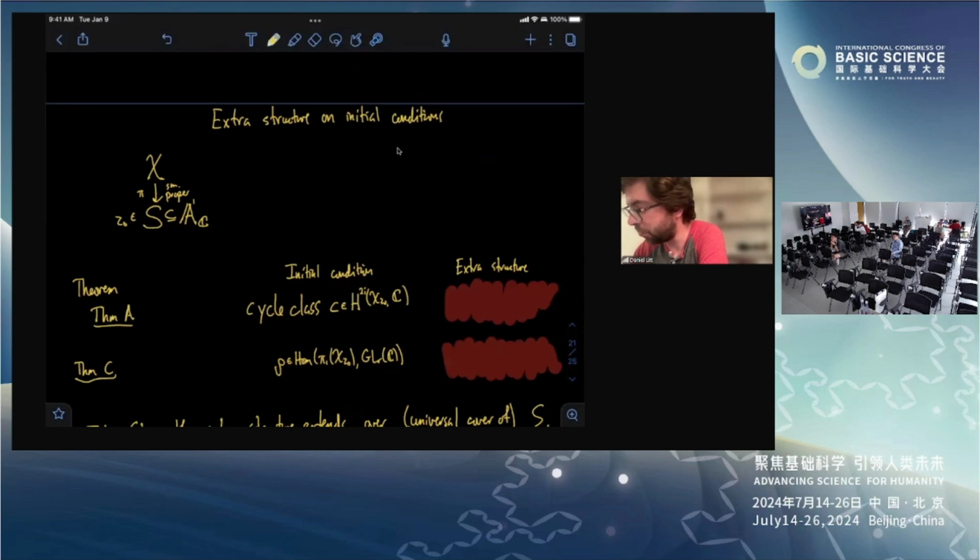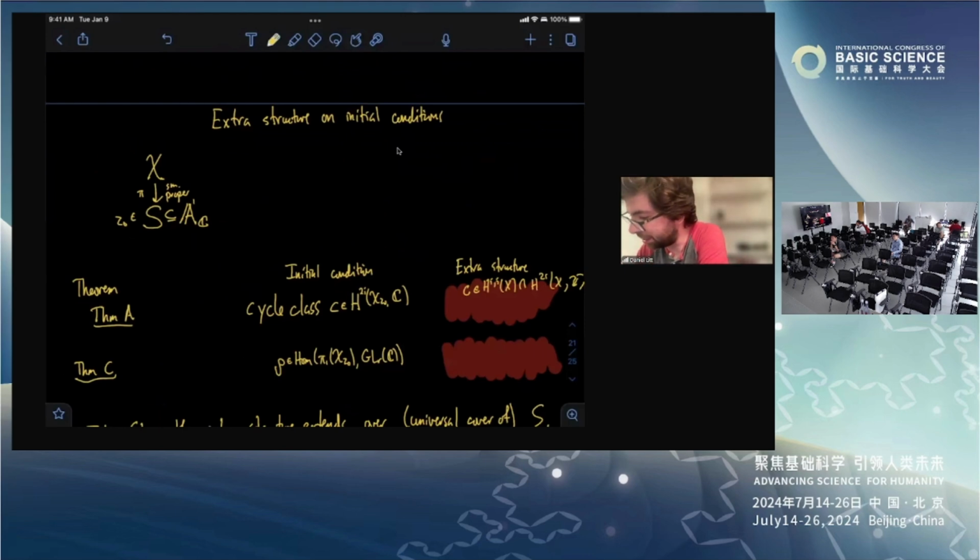So let me tell you what extra structure that gives you. First of all, in the cycle class case, a cycle class is famously an integral class in the ith cohomology of X, lying in the ith piece of the Hodge filtration. And also there's a bit of extra structure too, which we use, but maybe I won't say anything about.